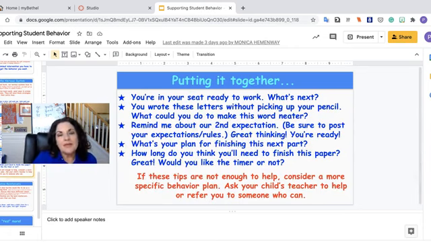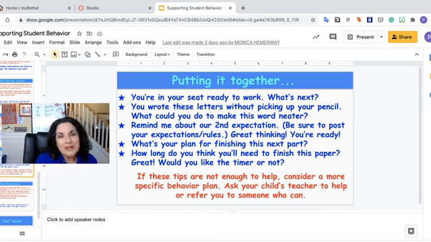Then to put it all together now, we want to incorporate as many of these little tips as we can. So we might say, you're in your seat, ready to work. What's next? So we've praised behavior that we see and we want, and then we've asked them to think about what comes next. Being very specific. So here's a good one. You might even say, you did the top part of this paper in 10 minutes. How long do you think you need for the bottom part? Do you think you could do it in 7 minutes? And then set the timer if you need to.